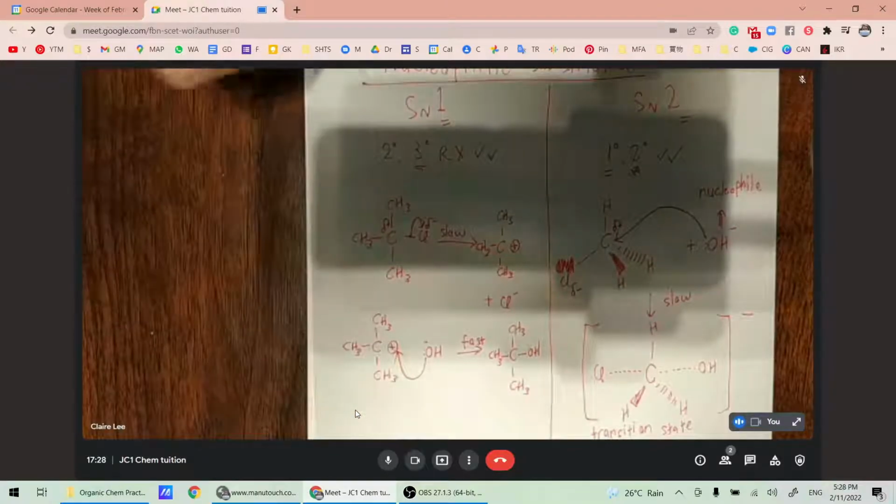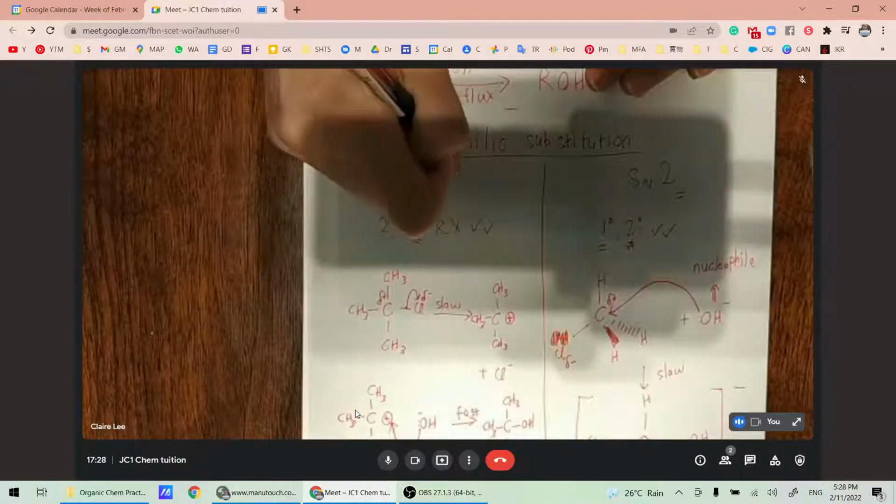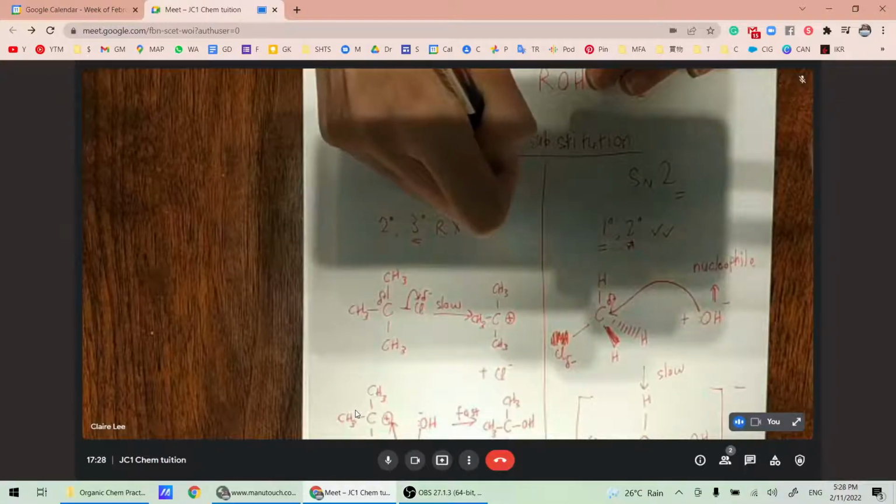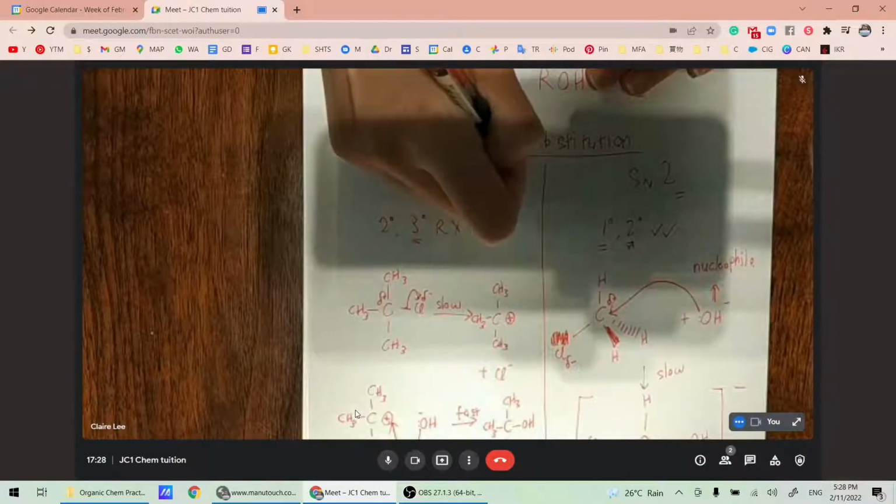Oh yeah, do take note that for RI, you don't need to draw the transition state, but I still strongly recommend it because I think most schools I've seen actually have you draw the transition state.